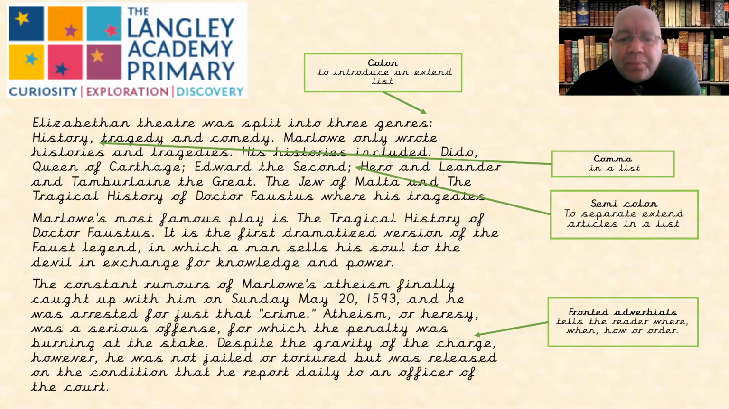So we're highlighting, in this case, that in those days, heresy or atheism was punishable by death. This was a serious charge. And despite that, he wasn't jailed or tortured, but was released. So he definitely had some sort of clout, some sort of power over government or over the royal family to allow himself to be released on this incredibly serious charge. Okay? But anyway, the fronted adverbial, in this case the how, despite the gravity of the charge.